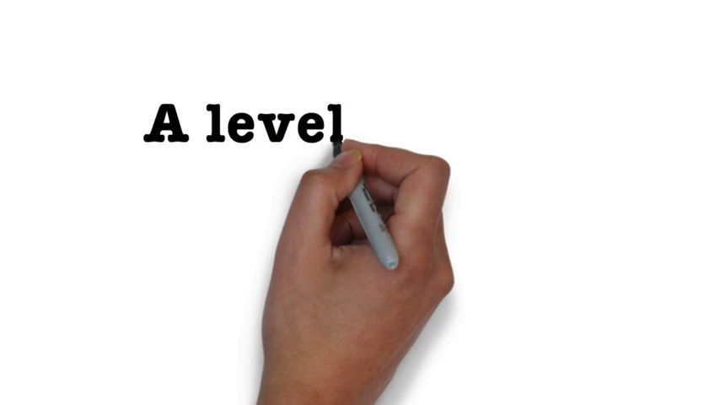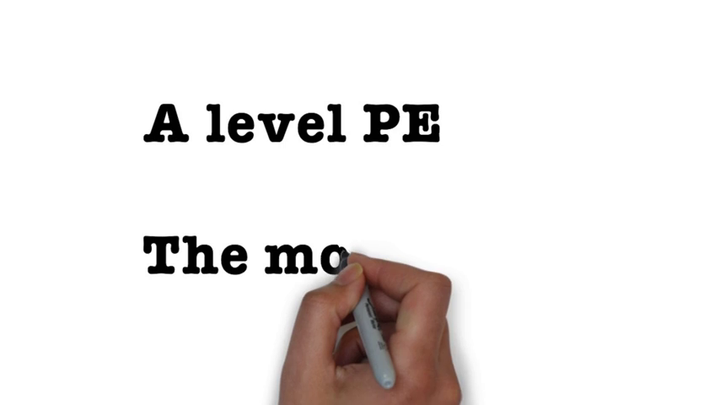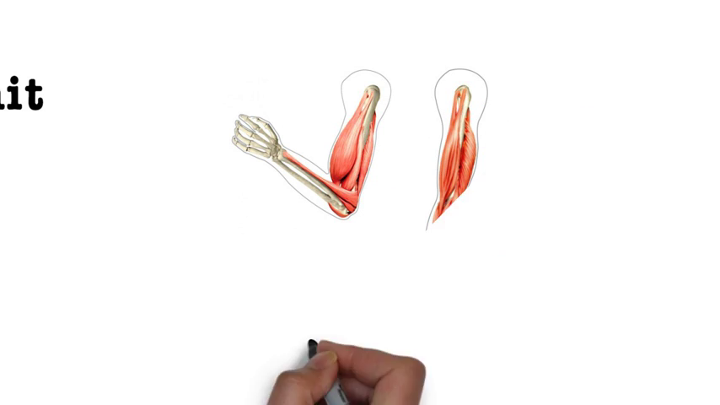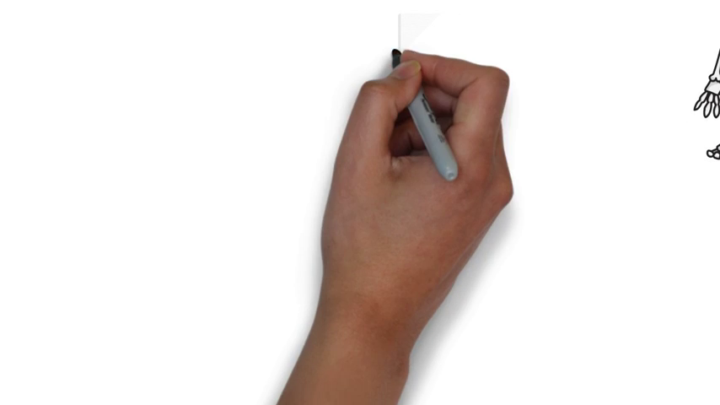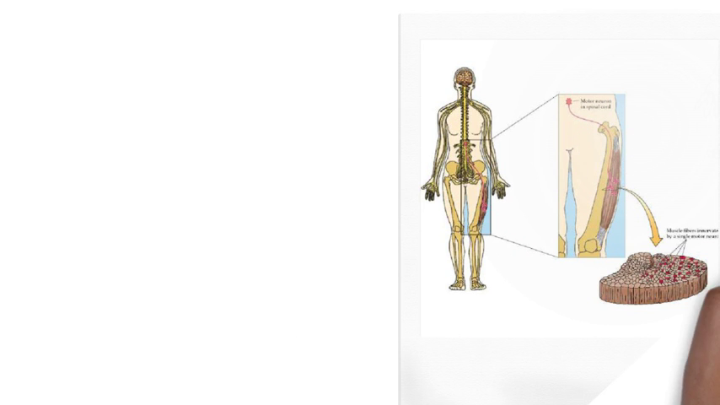So what we'll be looking at in this session for your A-level PE is the motor unit. So let's get started. In essence, what we're talking about is your ability to contract your muscles, and all of them involve motor units. So let's look at the anatomy first of all.